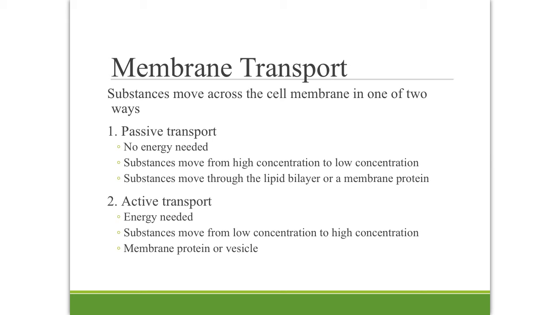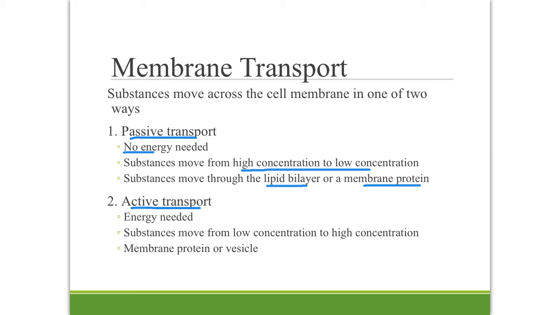So things move across the cell membrane in one of two broad ways. There is passive transport and active transport. In passive transport, there is no energy necessary, which is why it's called passive. Because substances are moving from areas of high concentration to areas of low concentration. So it's kind of like rolling downhill. It's very easy to roll downhill. Things just move from high to low naturally. In passive transport, we see substances move through the lipid bilayer itself or through a membrane protein.